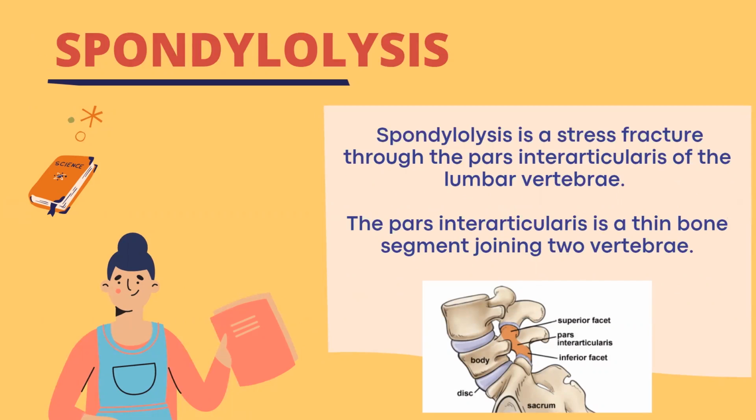Spondylolysis is a stress fracture through the pars interarticularis of the lumbar vertebra. So the pars interarticularis is located at the lumbar vertebra. It is a thin bone segment joining the two vertebrae. As you can see in this picture below, this is the pars interarticularis joining the superior facet and inferior facet. So in other words, spondylolysis is the fracture in the pars interarticularis.